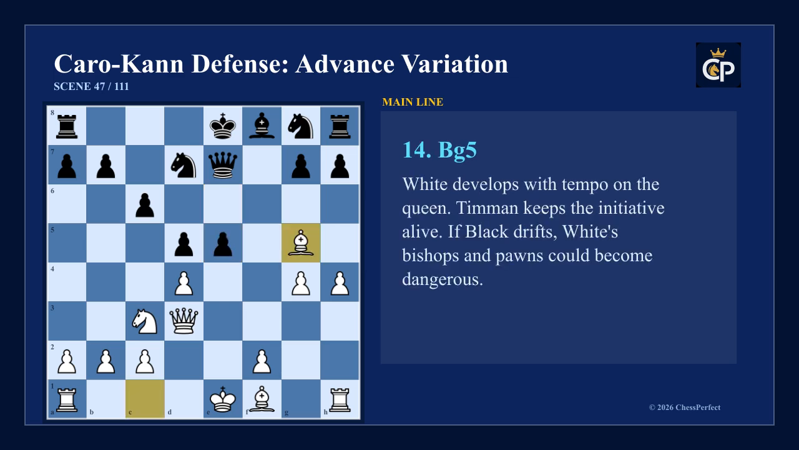Bishop g5. White develops with tempo on the queen. Timman keeps the initiative alive. If black drifts, white's bishops and pawns could become dangerous.